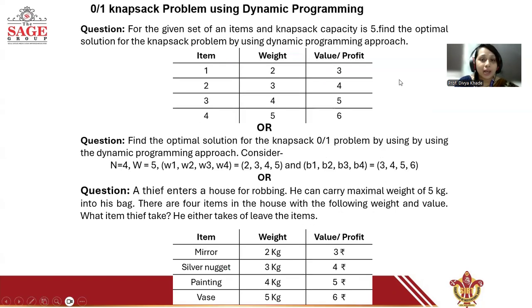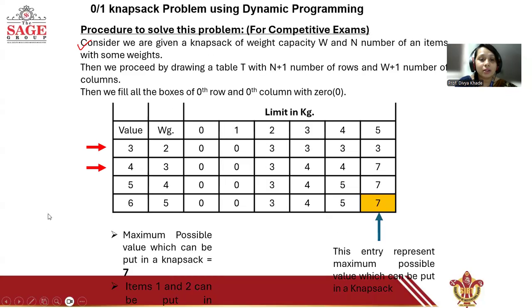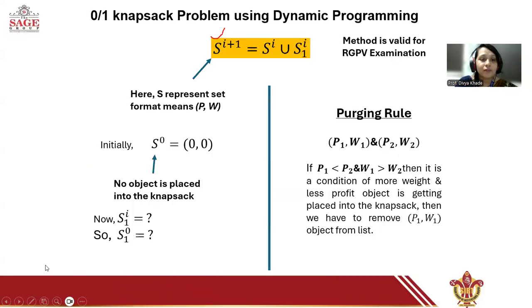For an example, we have given the question over here, as you can see, for the given set and item, knapsack capacity is 5. Find the optimal solution for the knapsack problem by using dynamic programming approach. Now, we are provided with items, weight, and value profit. Or we can say that in a real life scenario, a thief enters a house for robbing. He can carry maximal of 5 kg weight into his bag, and we have to find whether he follows minimum weight or maximum weight with maximum profit.